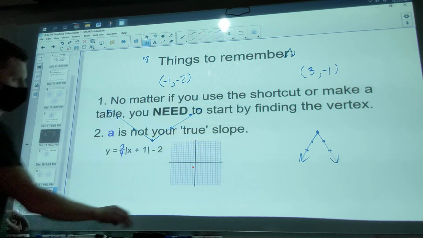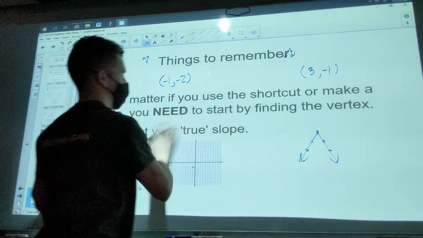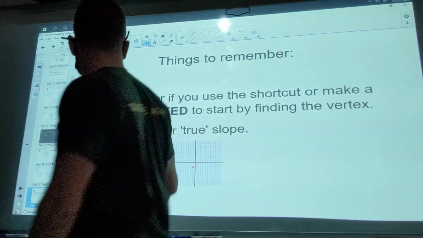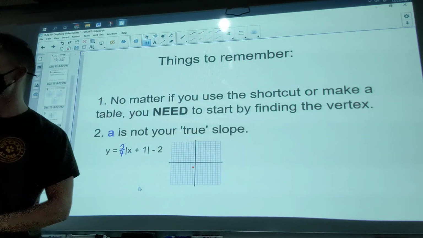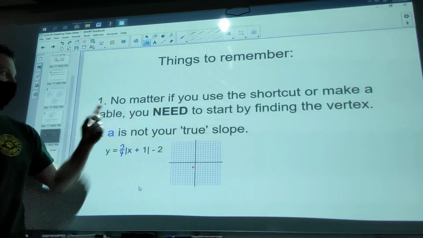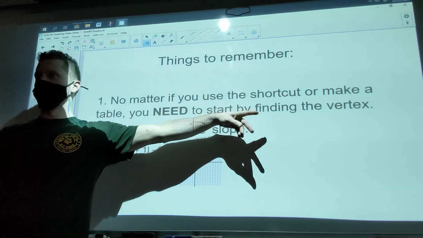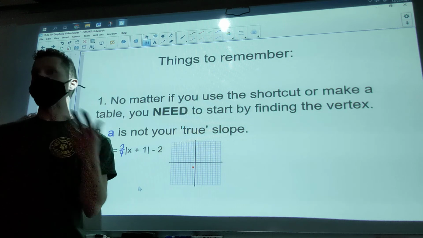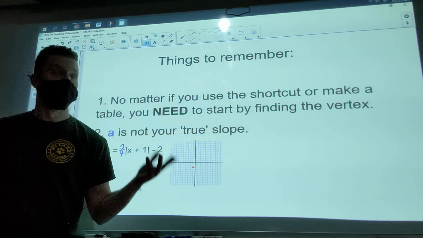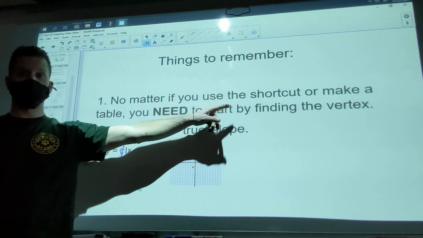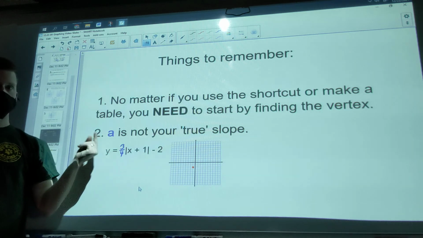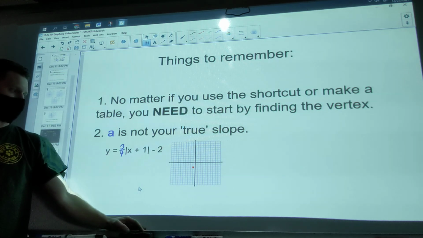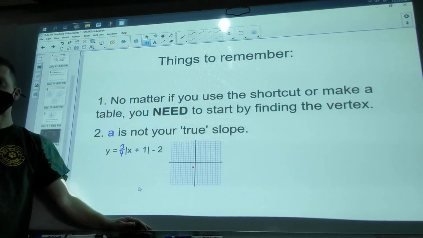Last 2 reminders. Regardless of whether you are using that efficient shortcut or the table method, number one step has to be finding the vertex. Because you don't want to start a table with random values, because you might completely miss the vertex and not get a V. For number 2, remember that A is your fake slope, not your true slope, so you can avoid making a line by accident.